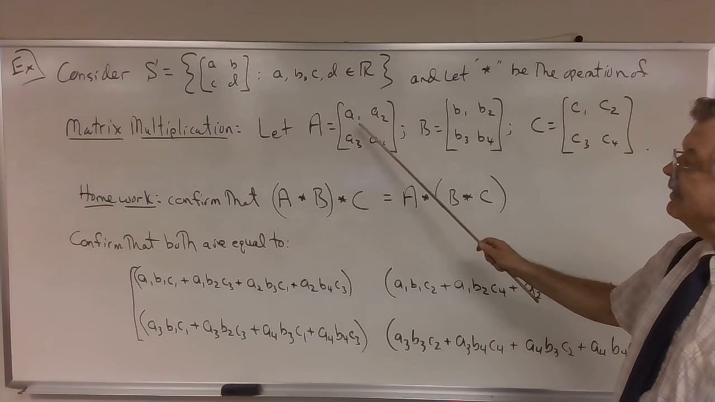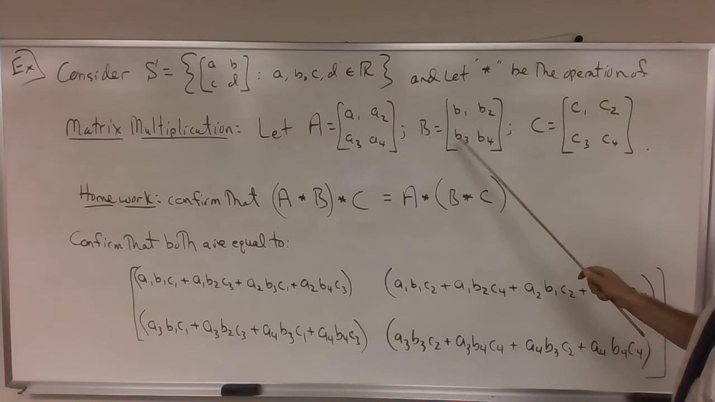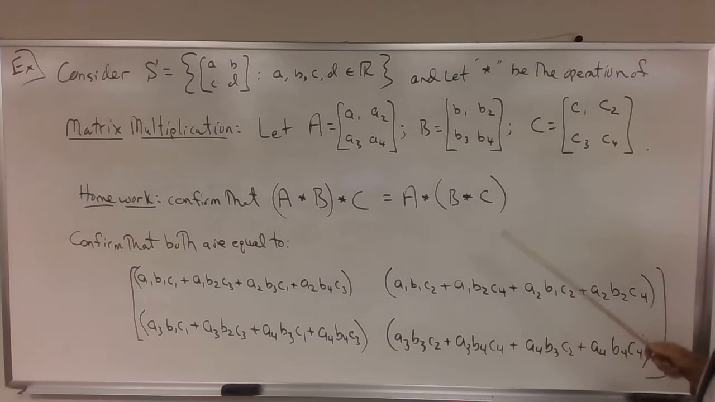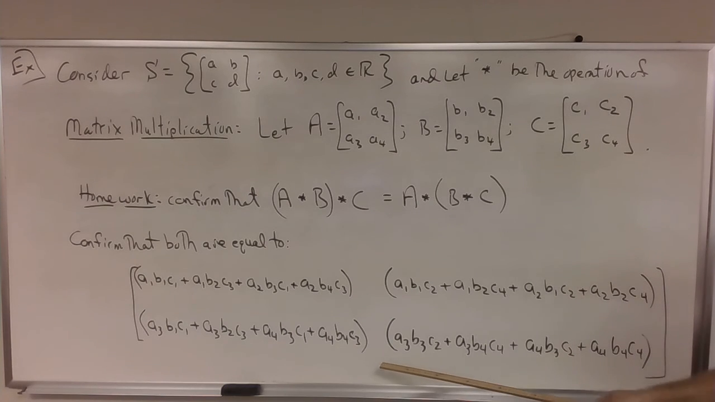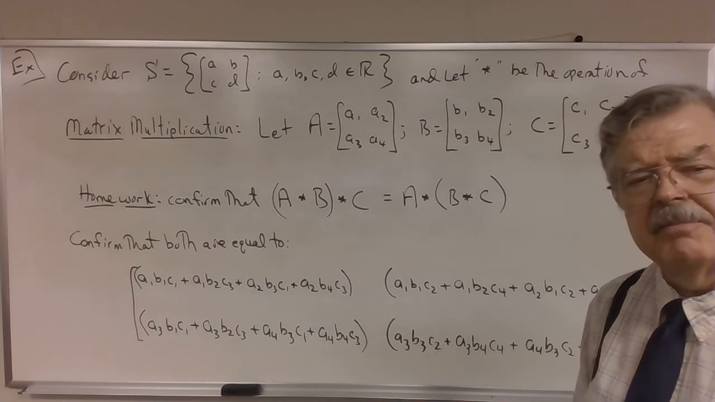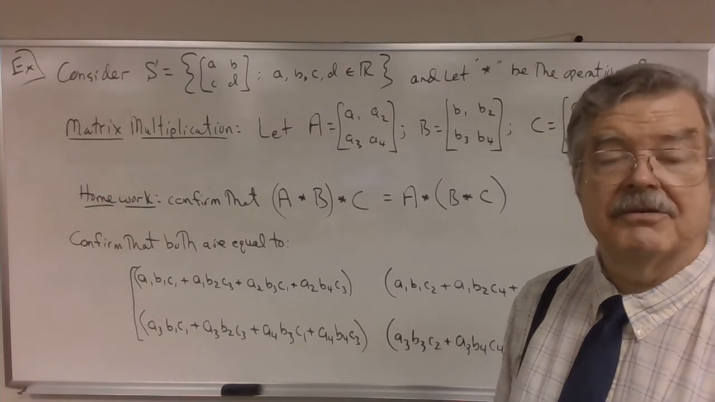But let A be the matrix A1, A2, A3, A4. Let B be the matrix B1, B2, B3, B4. Let C be the matrix C1, C2, C3, C4. And verify that both of these expressions will give us this 2 by 2 matrix down here. It's a homework exercise. So matrix multiplication is a binary operation that's not commutative, but it is associative.